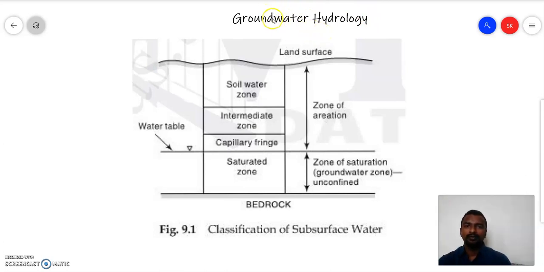Now when we study groundwater hydrology, we will start from the very basic terminologies and basic concepts. This is the land surface that you can see here. Just below this land surface there are two parts. The first part is the zone of aeration, and the second part is this one, which is the zone of saturation, or we can say the groundwater zone.